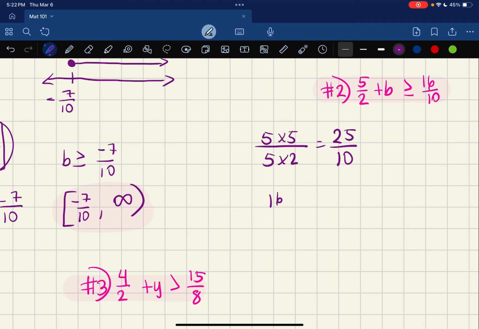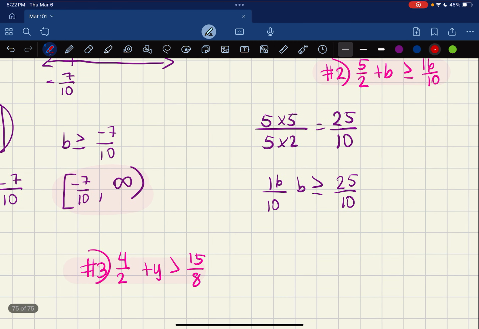So we're going to bring it down. And we're also going to bring down the b and the less than or equal sign. And we're going to bring down the 25 over 10. So we're going to do the same thing that we did. We're going to subtract these two. That would be equal to negative 9 over 10.